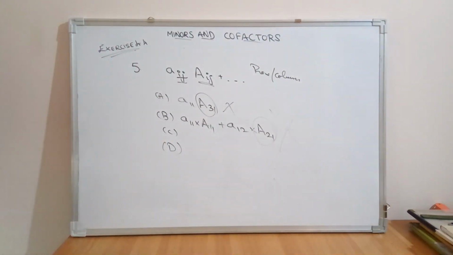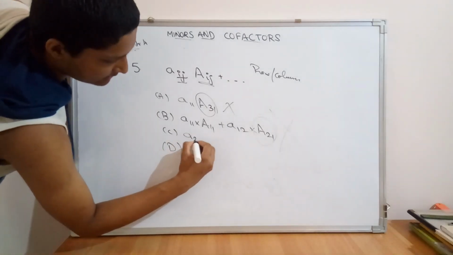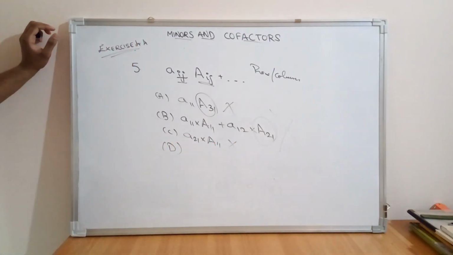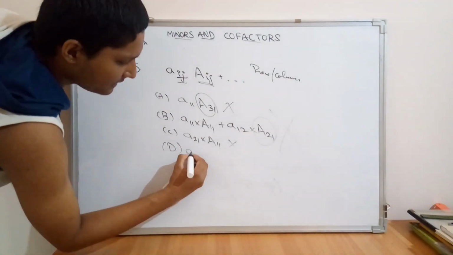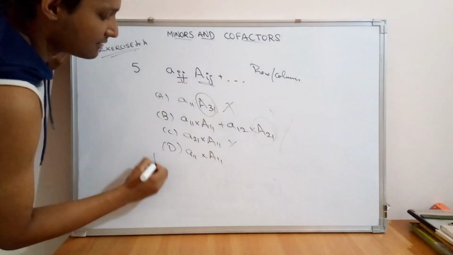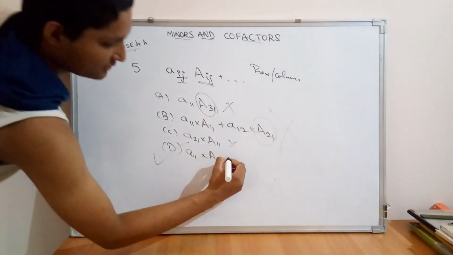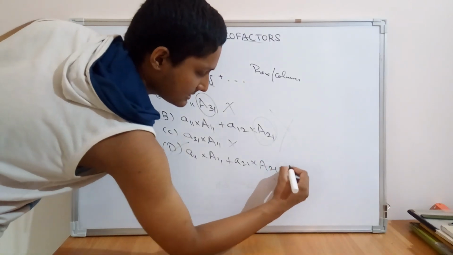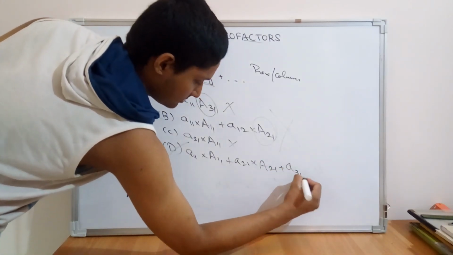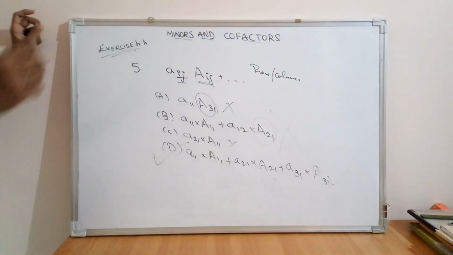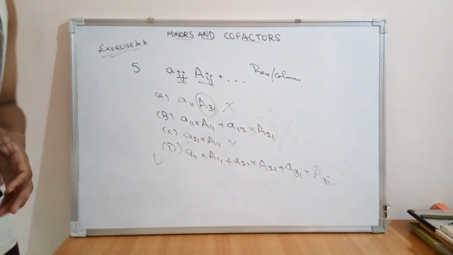So next we'll go to C. C says A21 into A11. Can this be possible? No, that's not at all possible. Then you have A11 into A11. So all these three are wrong, however this is correct. So it is going to be correct, that is A21 into A21 plus A31 into A31. This is going to be the correct answer. That's all about the minors and cofactors.